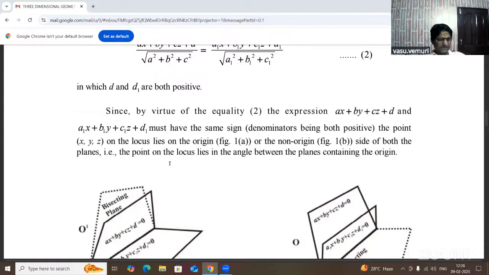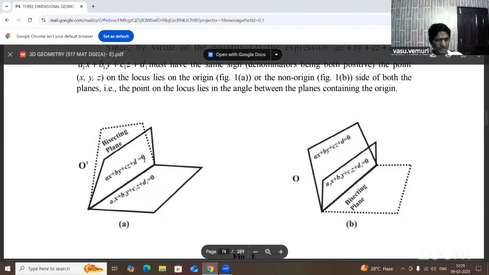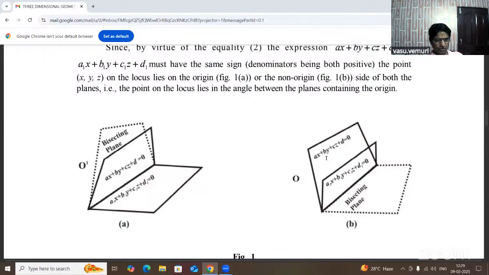And then the second one is the non-origin side, which is figure 1B. This is one type, where the origin also lies on the surface. The second one is also one of the planes, because the distance from the origin is there. So another one, where the distance is given: ax plus by plus cz plus d equal to 0, and another one a1x plus b1y plus c1z plus d1 equal to 0. So the angle between the planes containing the origin, on the sides of both the planes.